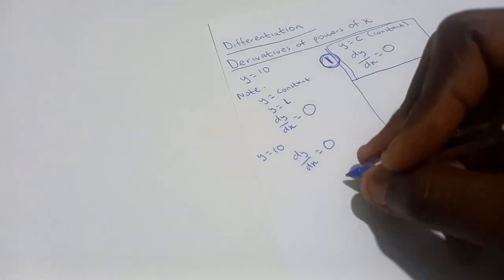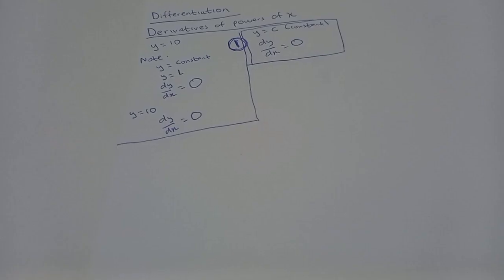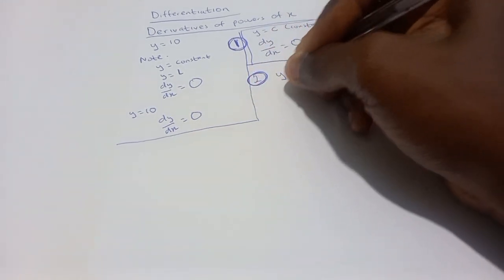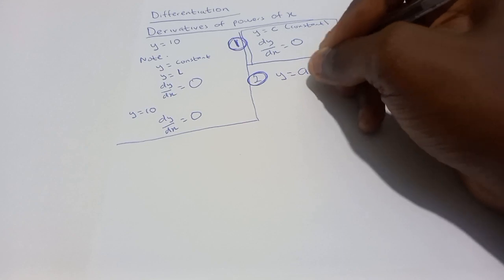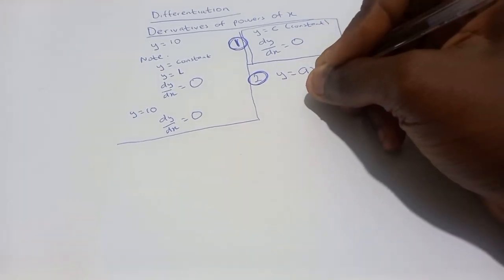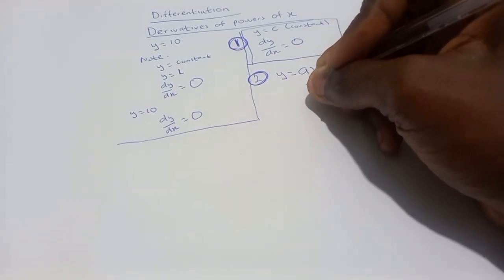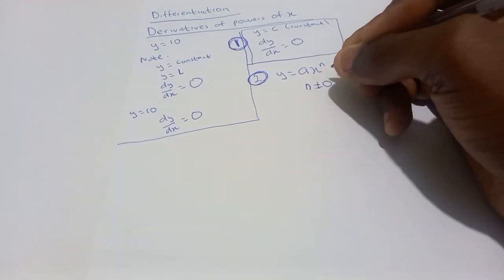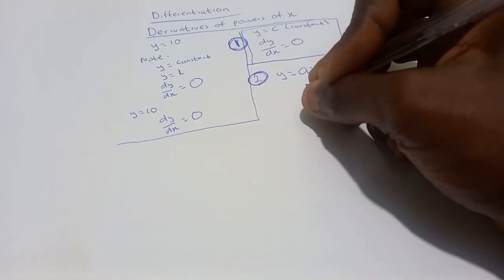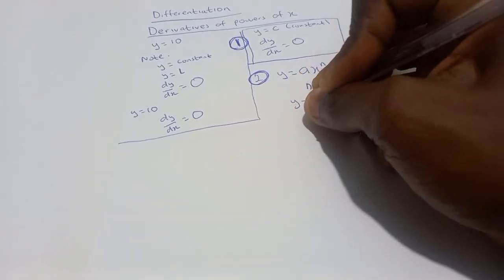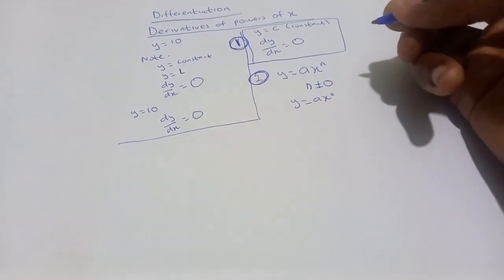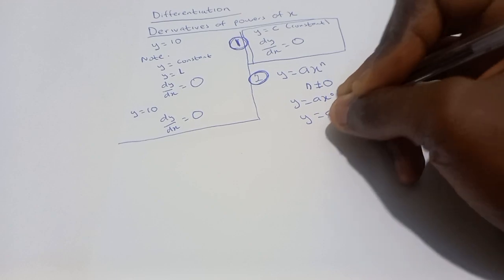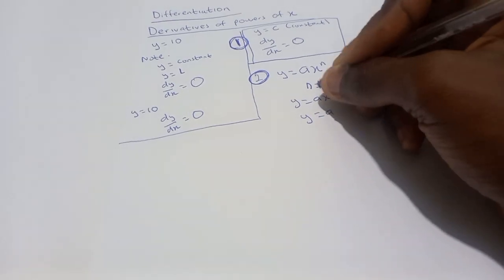Let's check rule number 2. Remember with the second one, let's say y is equal to ax^n, where n is not equal to 0. Because when n is equal to 0, it means that it's a constant. Let me illustrate this. 0 from indices: every number raised to the power 0 is 1. You have this to be a. Are you getting it? That's why it's not equal to 0.